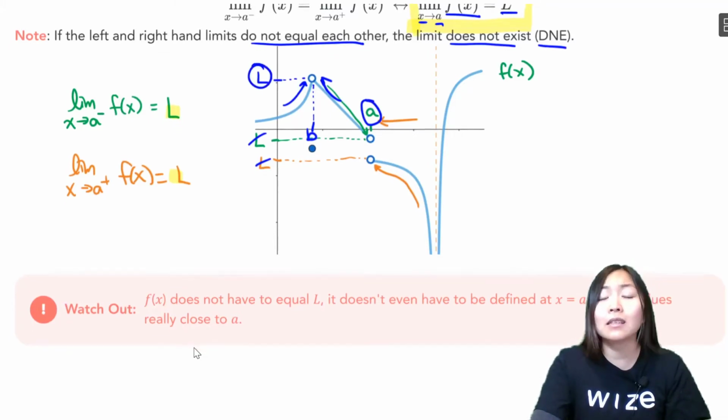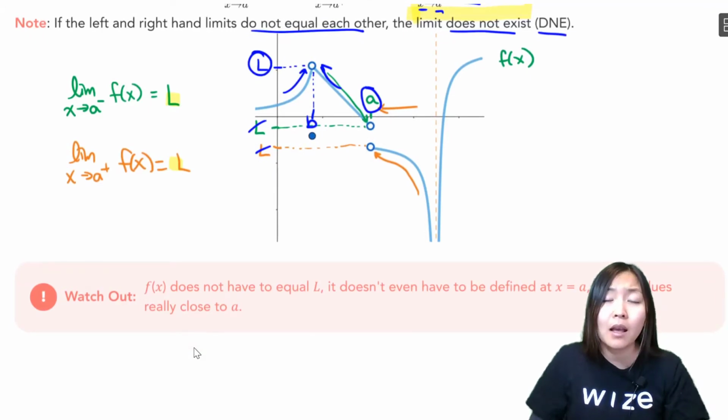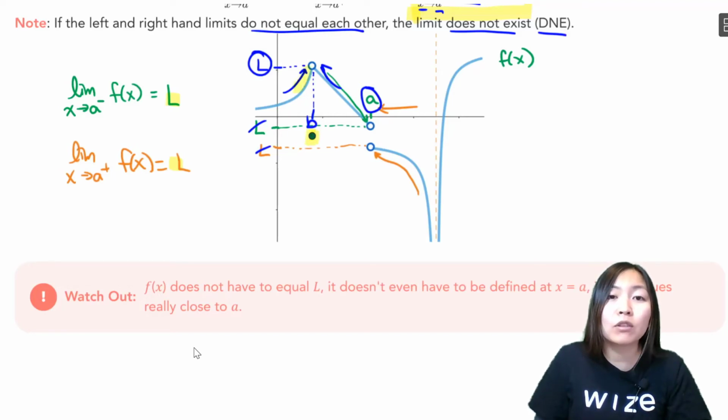Notice that f at x doesn't even have to be defined at that point, as in this picture here, f at b is somewhere down here. But I don't care about what's happening at that point. I care about what's happening as I get really close to that point.